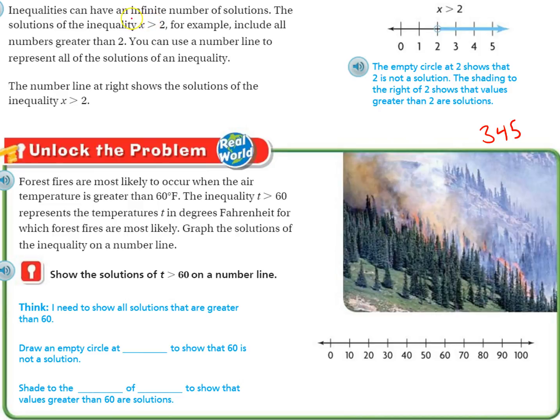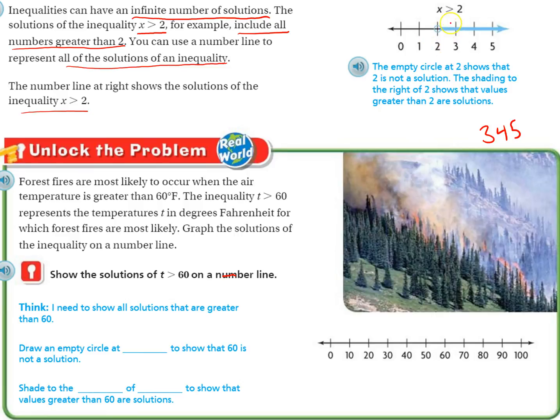Inequalities can have an infinite number of solutions. The solutions of the inequality x is greater than 2, for example, include all numbers greater than 2. You can use a number line to represent all the solutions of an inequality. The number line at the right shows the solutions of the inequality x is greater than 2.